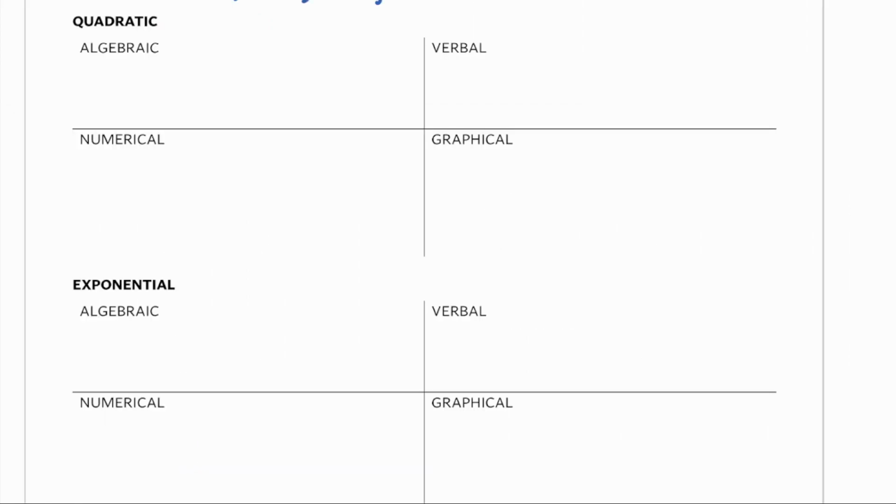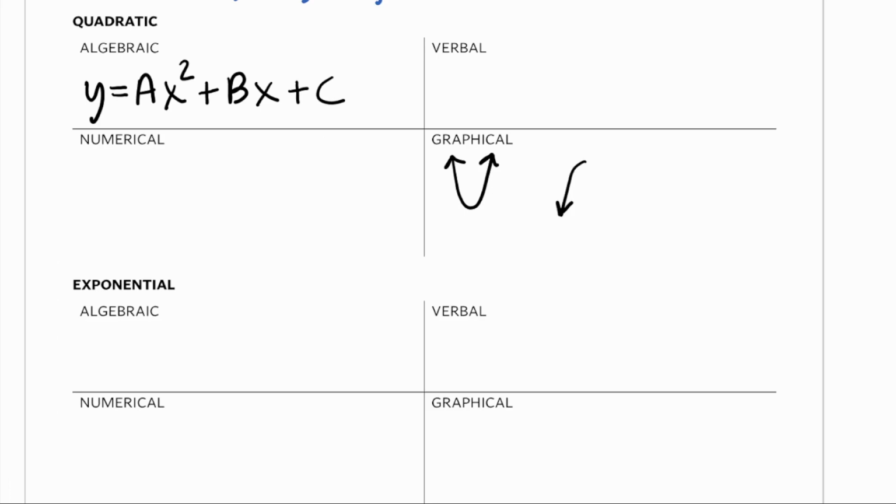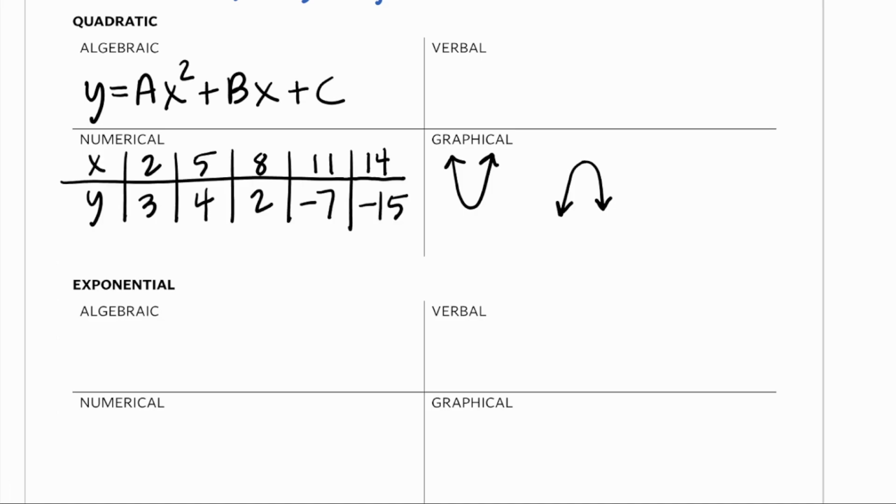We studied quadratic functions quite a bit in this class, so we know that the equation for a quadratic is a degree 2 polynomial, like ax squared plus bx plus c. Graphically, we know that that makes a parabola, and it can face upwards or it can face downward. Numerically speaking, let me get you a table that's going to represent a quadratic function.